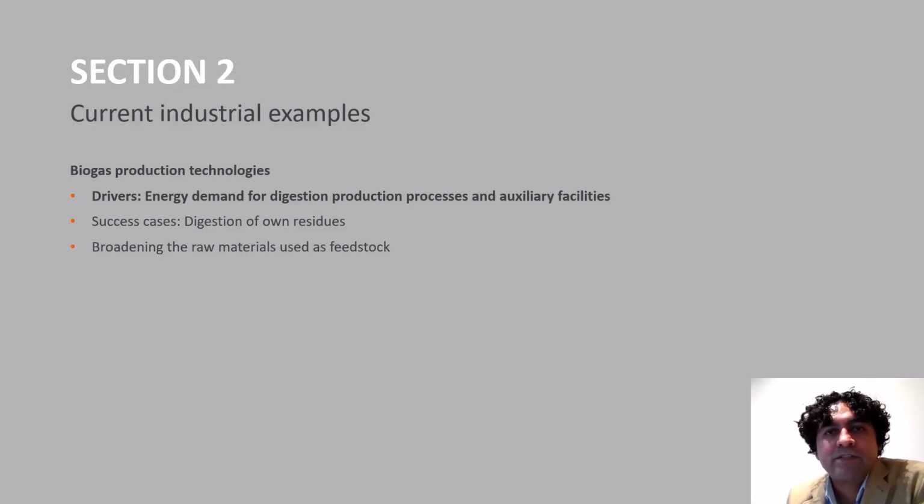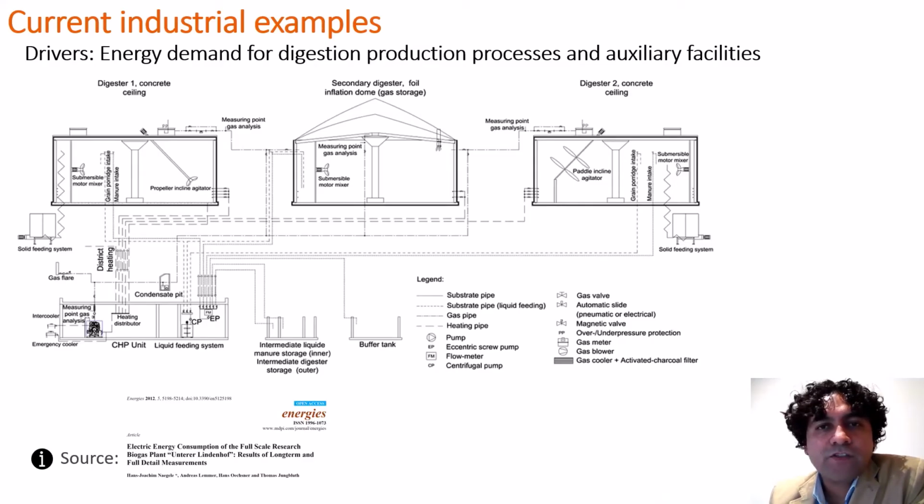Drivers: energy demand for digestion production processes and auxiliary facilities. Now we will talk about the energy needs for an anaerobic digestion plant. In this example, the substrates for the conversion process are manure, in liquid and solid form, as well as energy crops. All energy crops are stored in silos for all-year operation.